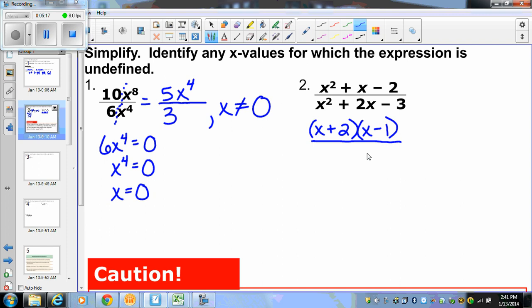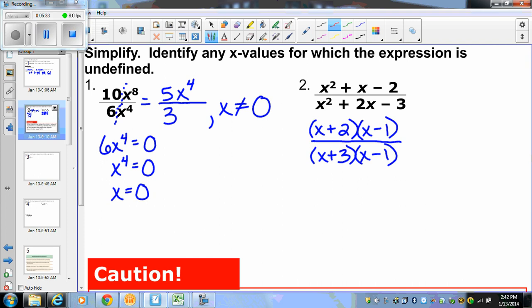And then I'm going to do the same thing in the denominator. I want two numbers that multiply to -3 and add to +2. So that would be x plus 3 times x minus 1. And on that factoring, you can think it through in your head like I did.